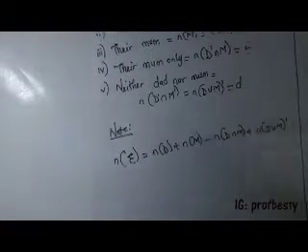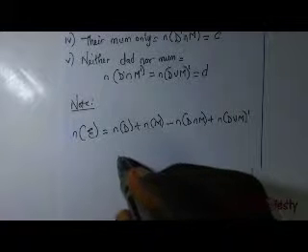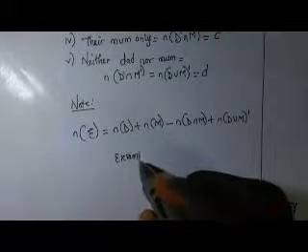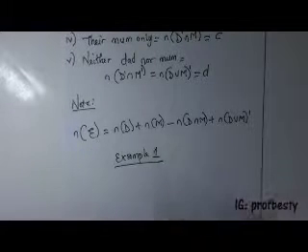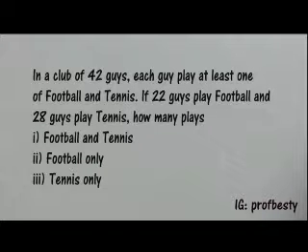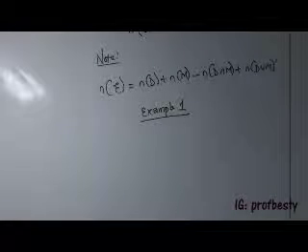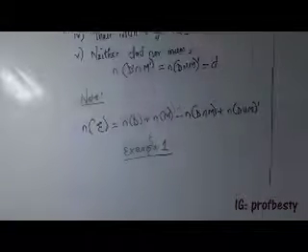So let us take some wonderful examples. Example 1 says, in a club of 42 guys, each guy plays at least one of football and tennis. If 22 guys play football and 28 guys play tennis, how many play: 1, football and tennis; 2, football only; 3, tennis only. So what we need to do now is to write out everything they've given us carefully.